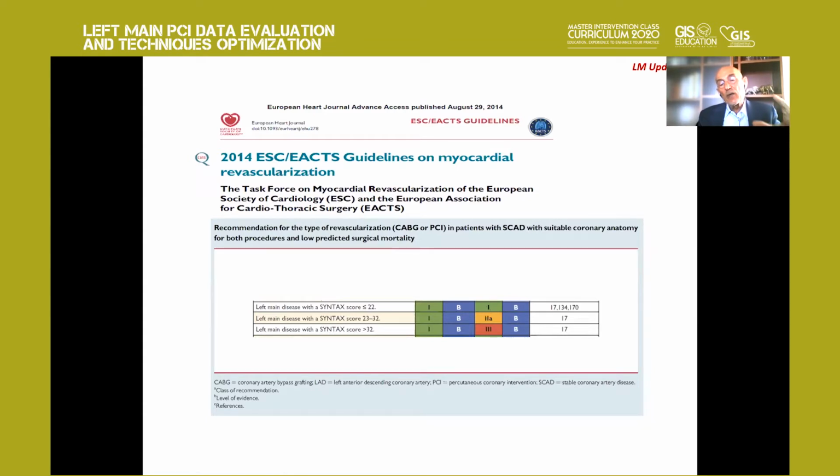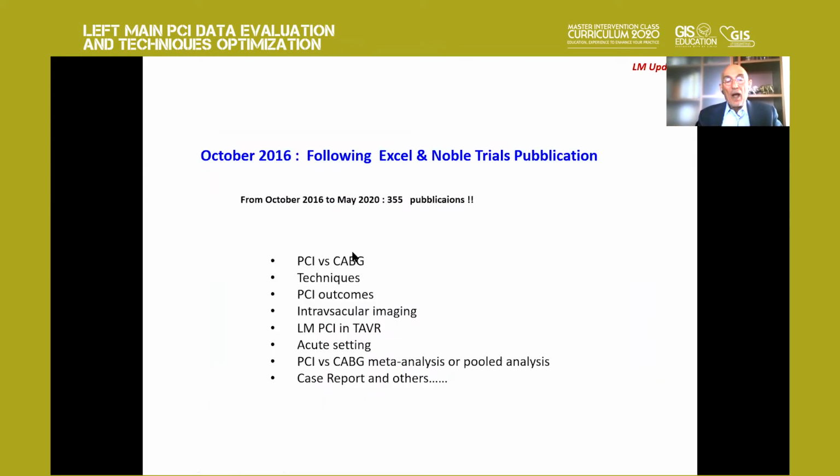Left main angioplasty will pass through class 1 with evidence-based. And following this, Excel and Nobel came out, with divergent data. So many analyses, many other studies have been done from 2016 to 2020, 355 publications about comparing PCI to CABG, about techniques, about outcomes, intravascular imaging, and so on.